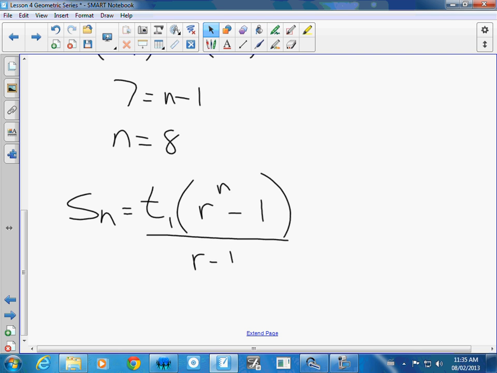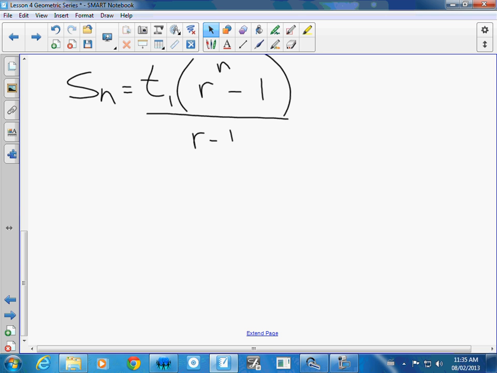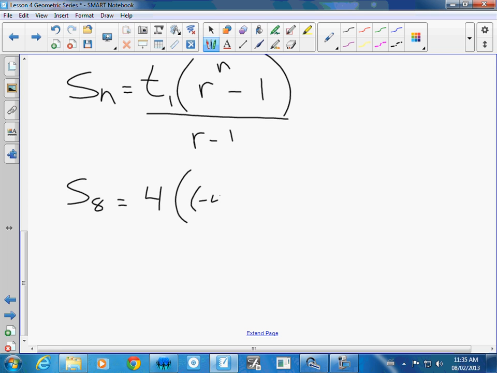Let's go on what we know. S of what? How many? 8, thank you. T1 is 4, thank you. r is negative 4. What's the power? 8 minus 1, all over top of negative 4 minus 1, is that right?